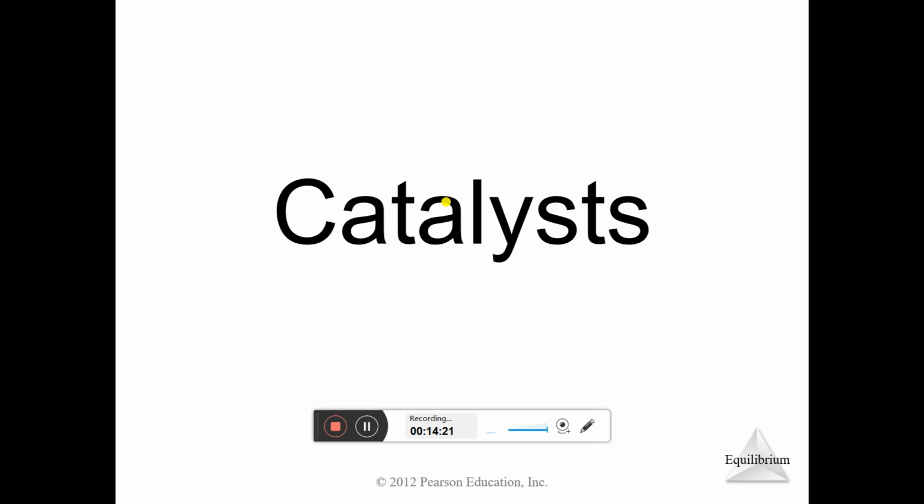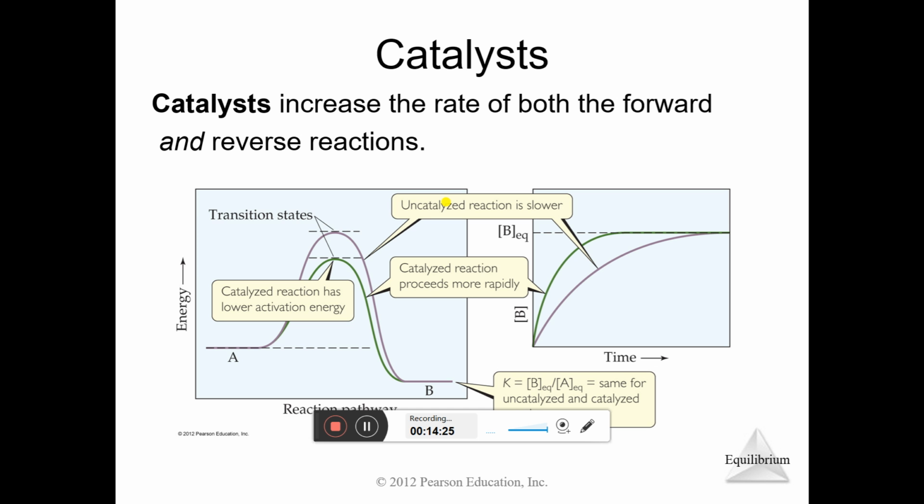Catalysts increase the rate of reaction. They do so by, one, lowering the energy of activation. They also do it by increasing the rate at which the reactants can interact and therefore form products.